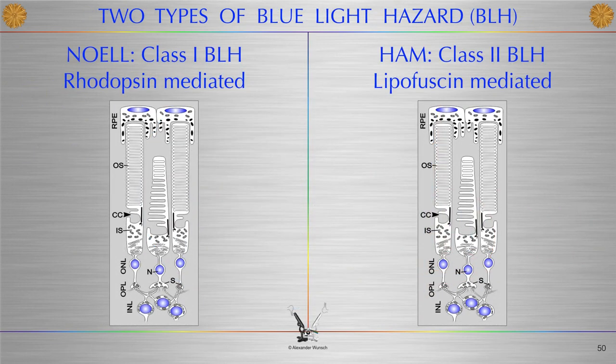Coming back to the reactive oxygen species and what they do in our eye. We were talking about the blue light hazard. We have to discriminate between the class 1 blue light hazard, which is rhodopsin mediated, and the class 2 blue light hazard, which is lipofuscin mediated. Lipofuscin mainly is found in the retinal pigment epithelium, and rhodopsin is found in the photoreceptors, in the Müller cells, and in the retinal pigment epithelium. So here is the area where the class 1 blue light hazard occurs and the area where the blue light hazard class 2 occurs mainly.